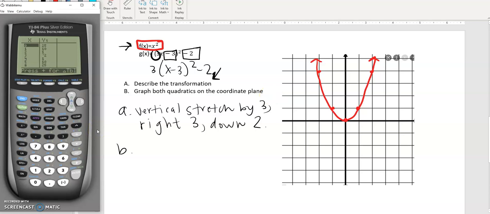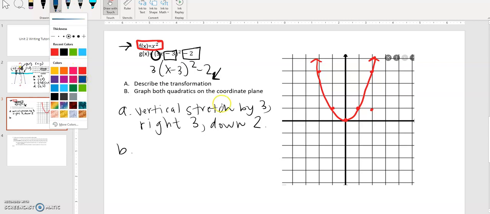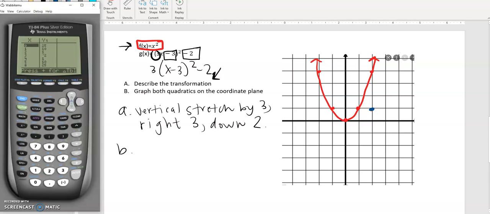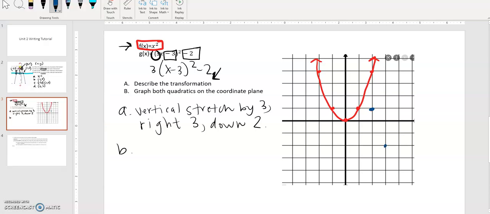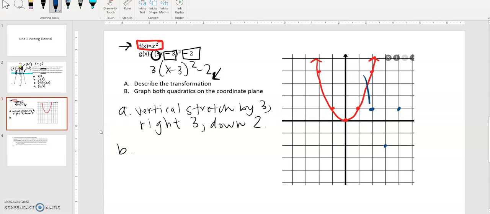So we have the point 2, 1. Let me do it in a different color. I'll do it in blue. So we have the point 2, 1. 3, -2. Sorry, this calculator keeps going away. And then 4, 1. So, as you can see, it's a little bit skinnier. It shifted to the right 3 and then down 2.